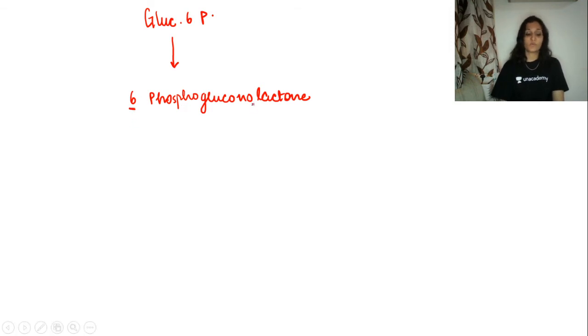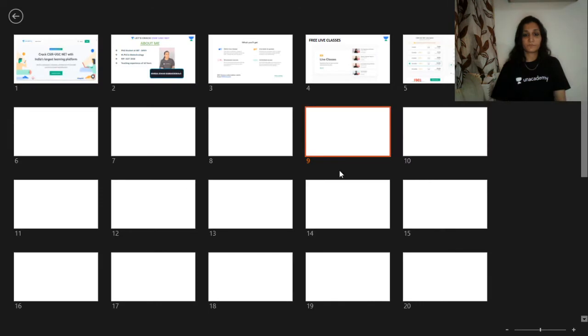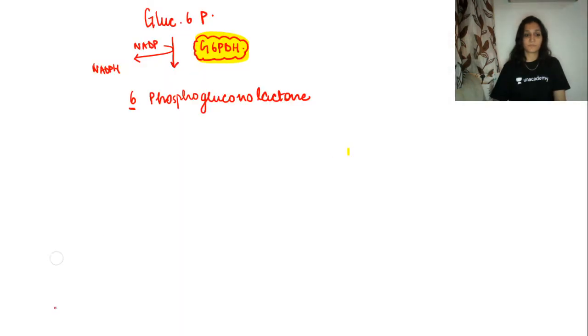This step is accompanied by production of NADPH from NADP. NADP gives rise to NADPH. And this step is actually a glucose 6 phosphate dehydrogenase dependent reaction, the enzyme which is performing this reaction, and this is the rate limiting enzyme. Glucose 6 phosphate dehydrogenase is the rate limiting enzyme.